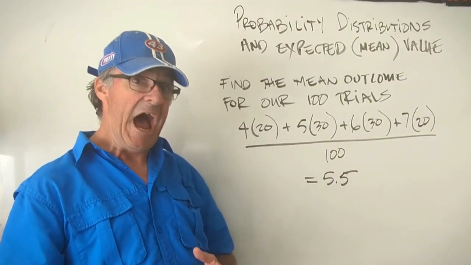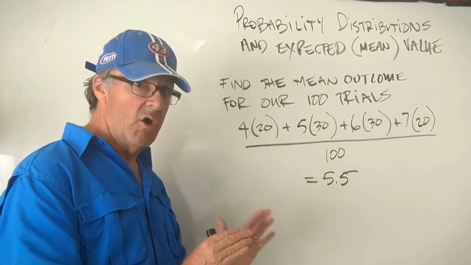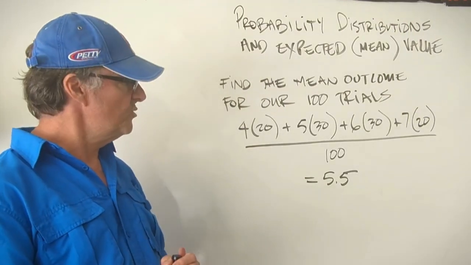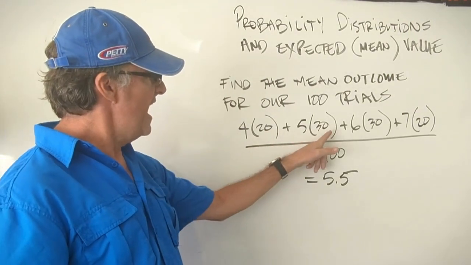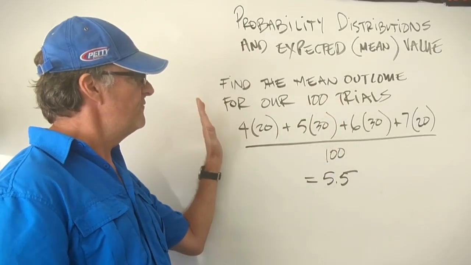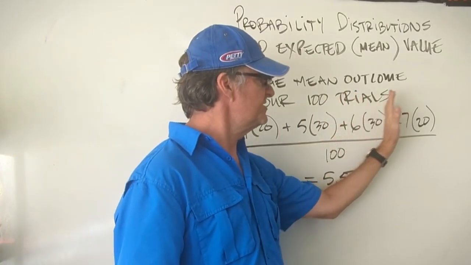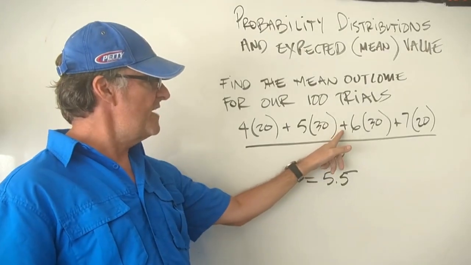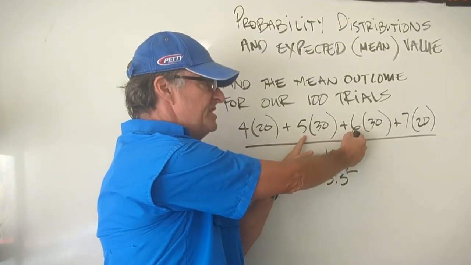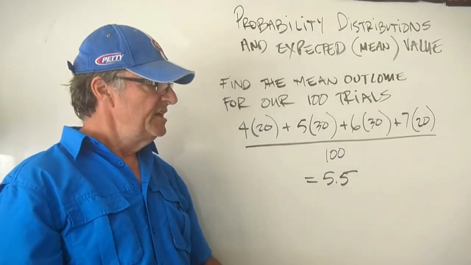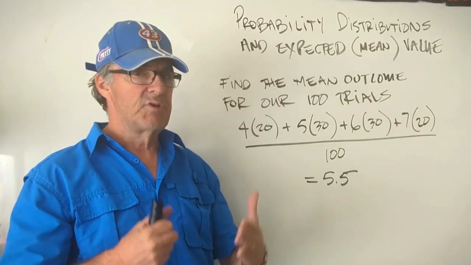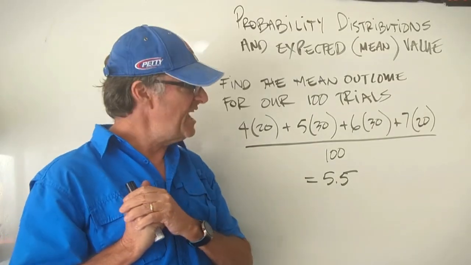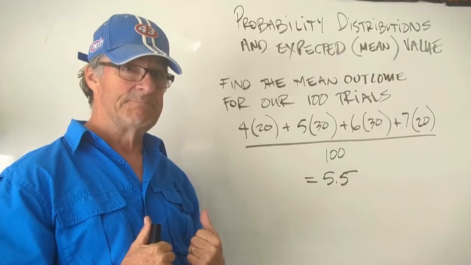Now, this kind of makes sense. It won't always with a probability distribution, but this one it does, because half of our results are 5 and 4, and the other half are 6 and 7. So it makes sense in this case that the mean would be 5.5, halfway between the 5 and the 6. And once we start graphing probability distributions, you're going to see how this makes sense.